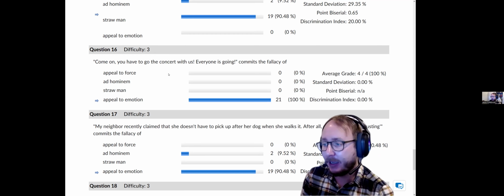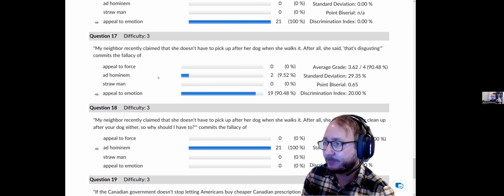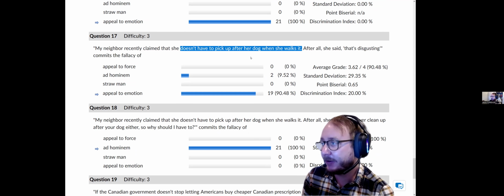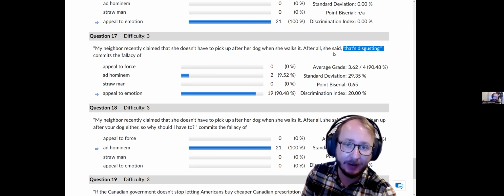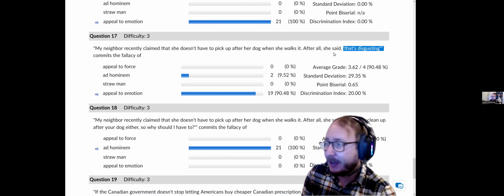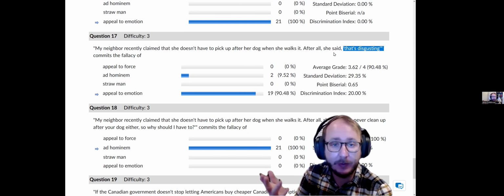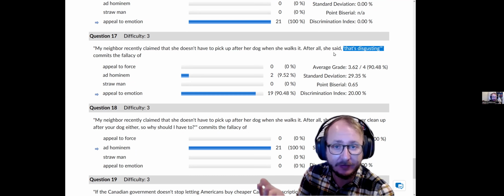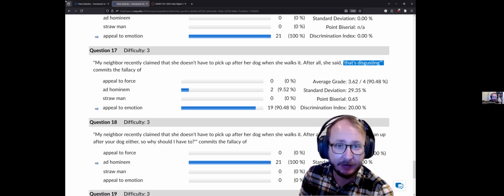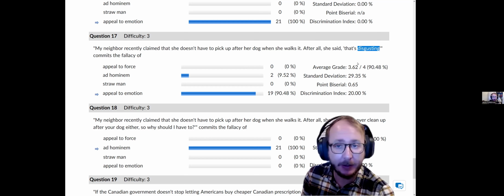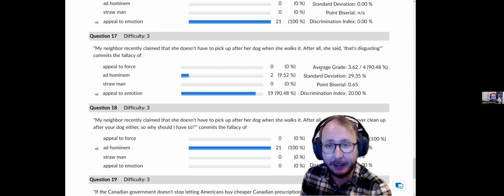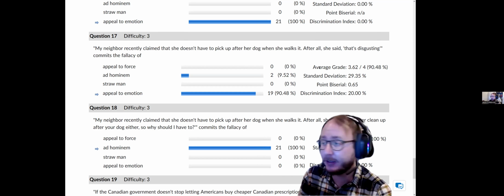Okay, question 17. If the reason the neighbor says she doesn't have to pick up after her dog is that it's disgusting, that's an appeal to emotion, really directly, right? Look, I don't want to do this because it's gross. There's no further reason being offered for the conclusion that she shouldn't have to pick up after her dog, only that it's gross. Disgust is an emotion, and this argument is appealing to it rather than giving any reason for the conclusion.